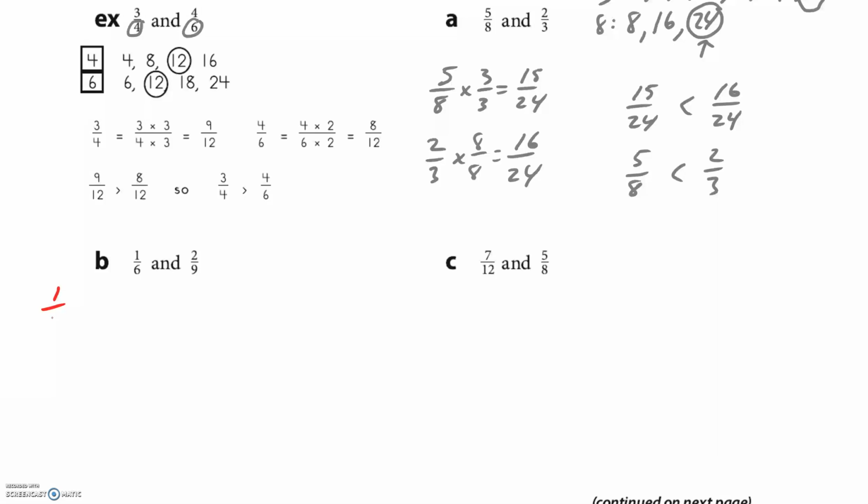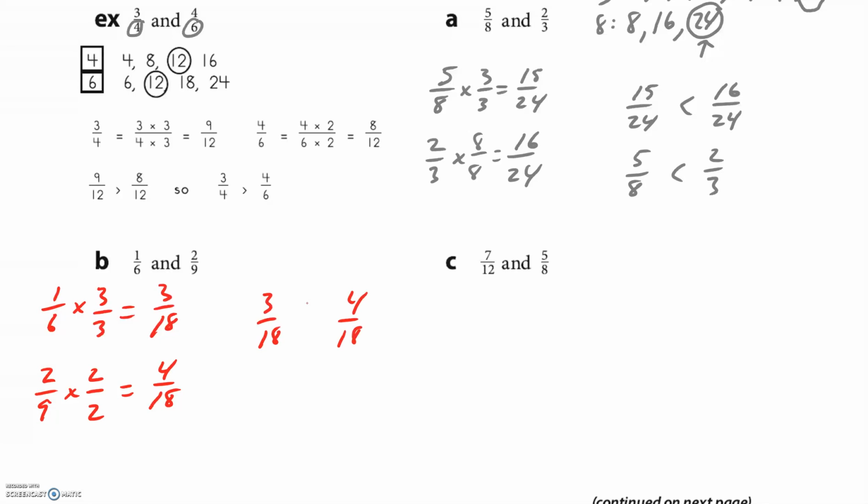So I'm going to change my 1/6. It was the third multiple. So I'm going to multiply it by 1, but it's actually 3/3. Equals 3/18. And then I'm going to do my 2/9. It was the second multiple of 9, so 2/2 equals 4/18. So I know 3/18 compared to 4/18. 3/18 is smaller, and therefore I know 1/6 is smaller than 2/9.